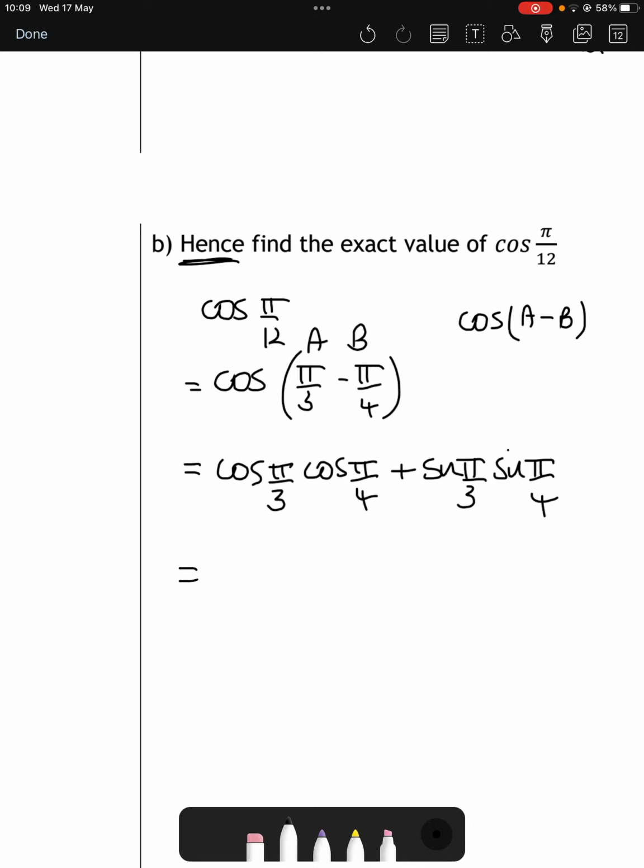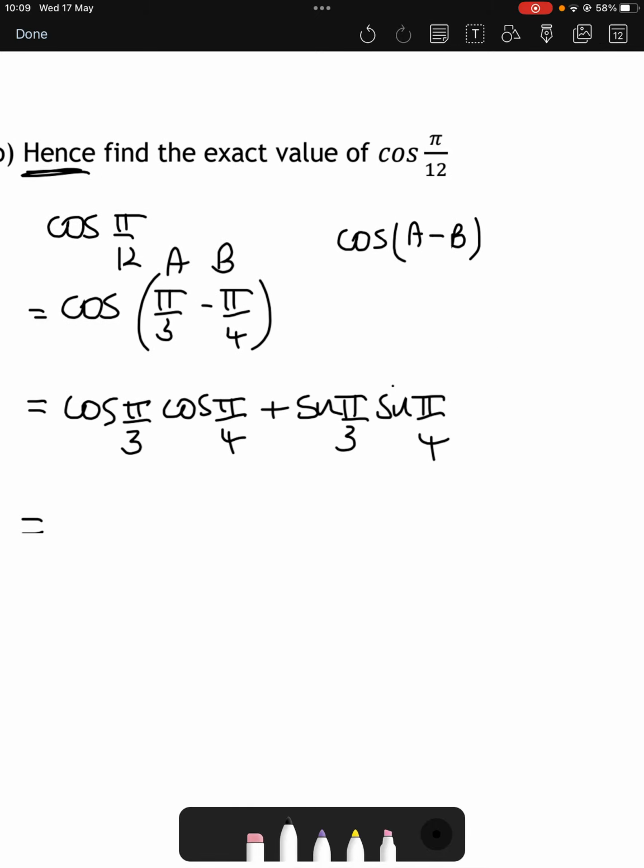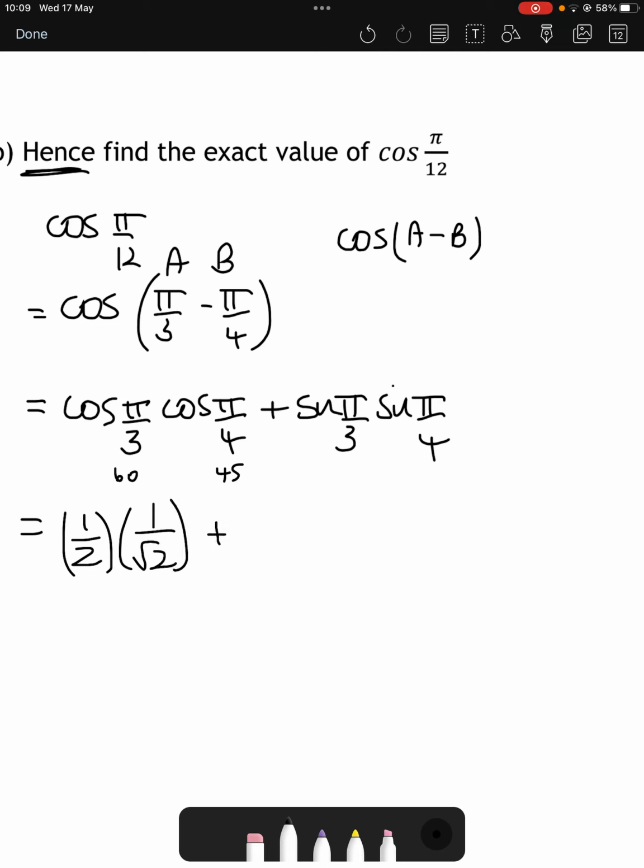Okay, your brain will be going, oh, these are the exact values. Okay, whenever you know them off by heart or you memorise them, you know your triangles off by heart or you memorise them. Now, if you want at any point, you can just say, oh, look, that's 30 and that's 45. Okay, so cos pi over 3 is 60. So cos of 60 degrees is 1/2. Cos of 45 is 1/√2. Plus sine of 60 is √3/2. So again, you would write down your triangles or you just know them. Okay, I just know them. 45 sine or cos is always 1/√2.